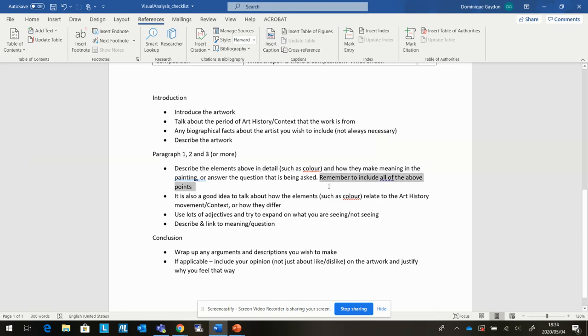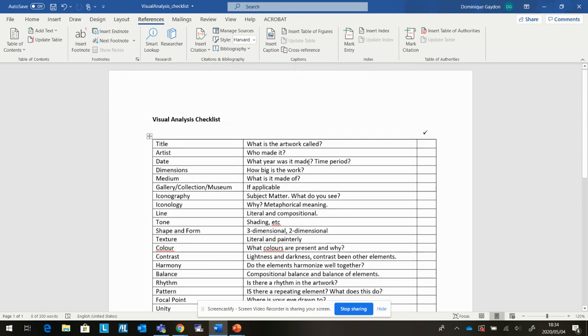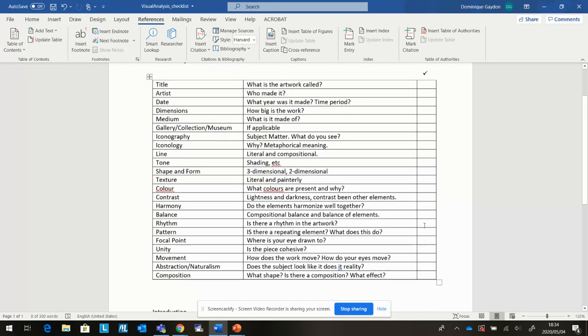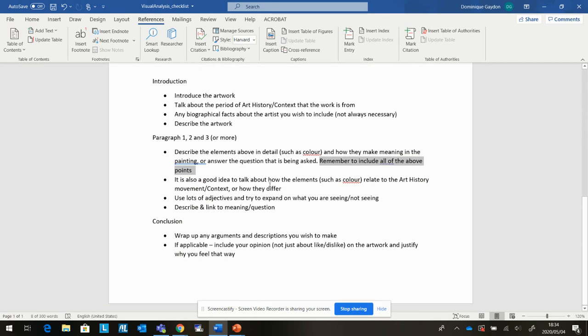So remember to include all of the above points. I've given you a checklist, so check off on the checklist. Talk about how the elements above in the checklist relate to the art history movement.